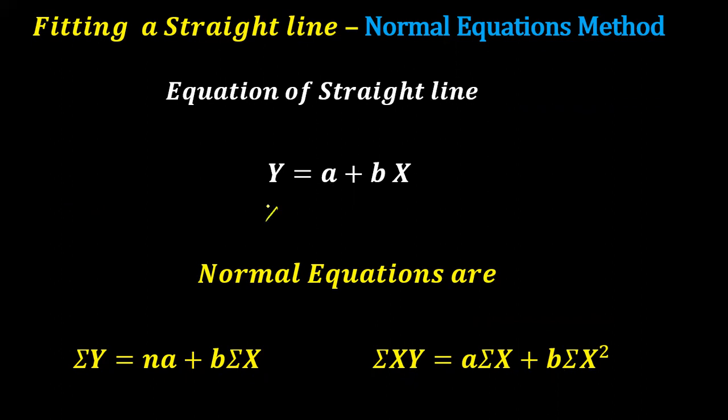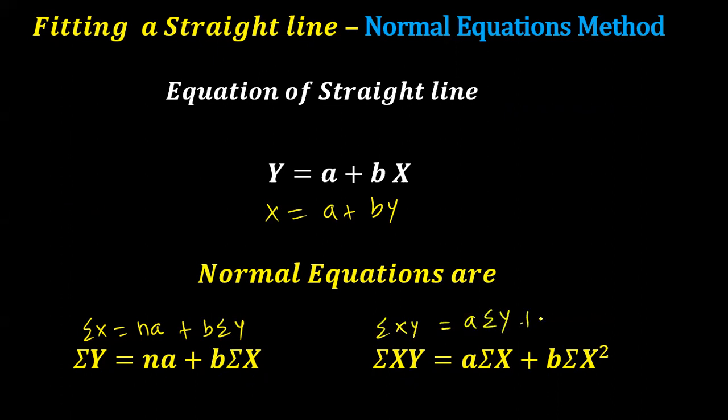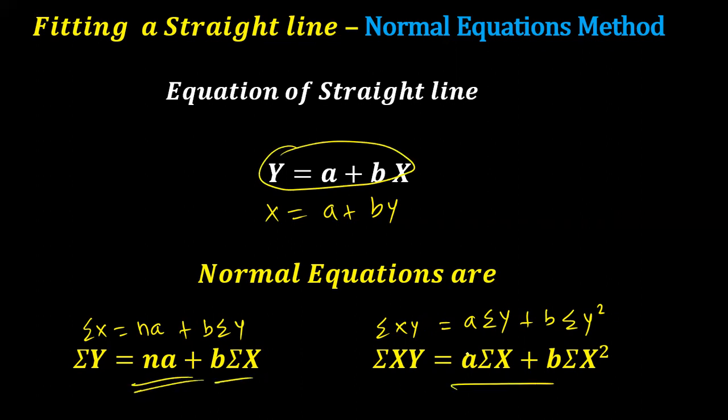If the equation is x is equal to A plus by, then this will change into sigma x is equal to n of A plus B into sigma y. Then sigma xy as usual is equal to A into sigma y plus B into sigma y square. We will be seeing this also in an example. For these equations, you should be very, very careful while doing this.